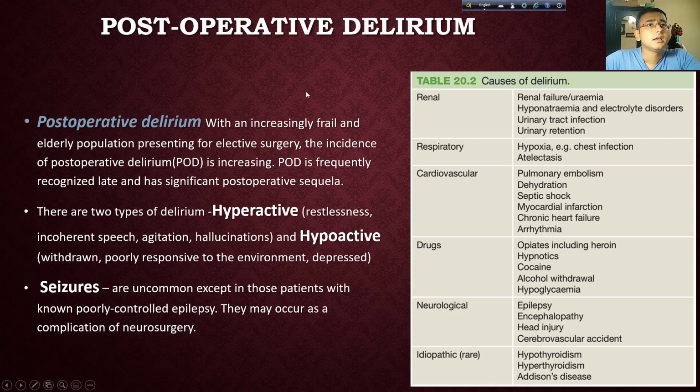In that case there are many causes, and many diseases can arise from simple delirium. Postoperative delirium is increasing in the frail and elderly population, and it is increasing nowadays. There are two types of delirium, hyperactive and hypoactive. Some patients are very excited or aggressive, and some other patients may be very fatigued or very lonely, or psychogenic problems can arise. So they are in the hypoactive variety.